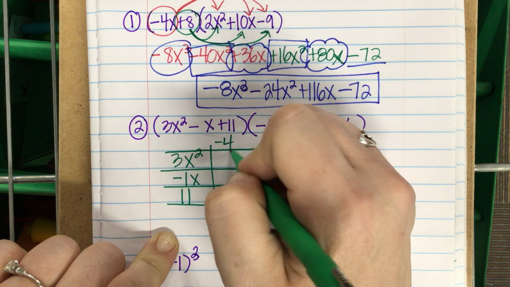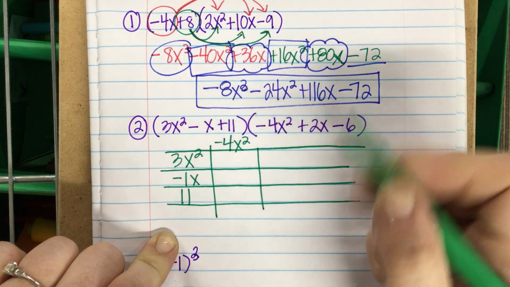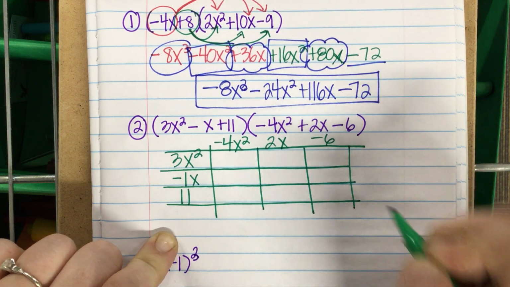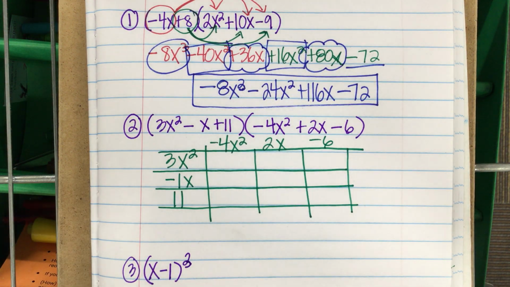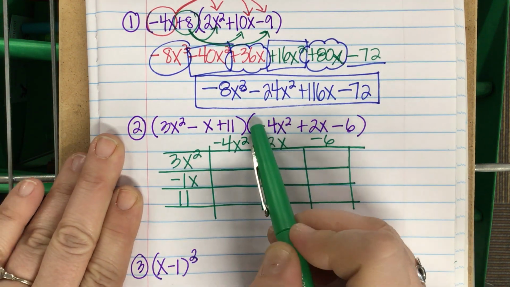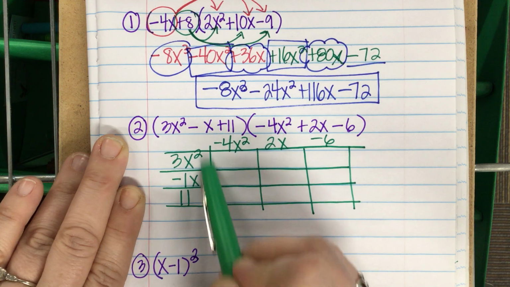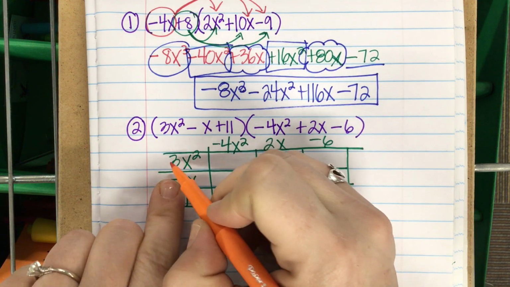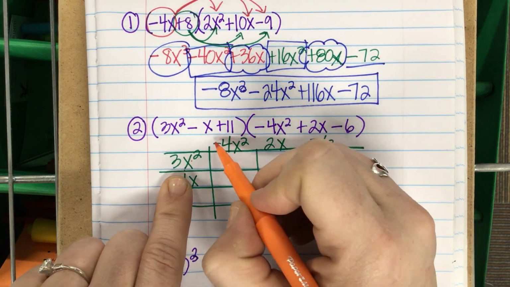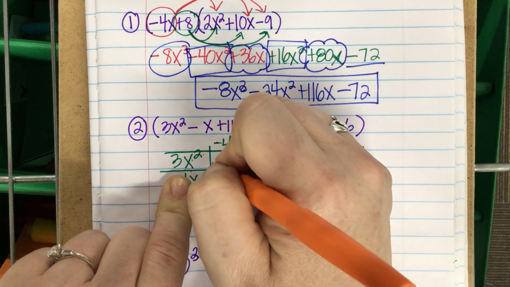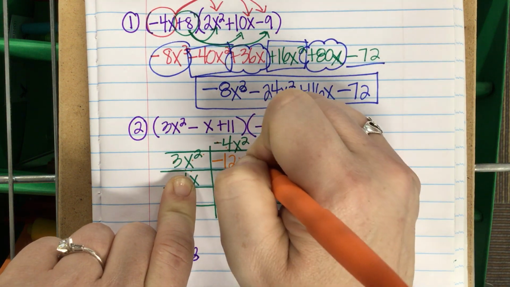Then I'm going to put negative 4x squared, 2x, minus 6. Since I have a trinomial times a trinomial, it's a 3 by 3 grid. And 3x squared, negative 4x squared. 3x squared times negative 4x squared makes negative 12x to the 4th.